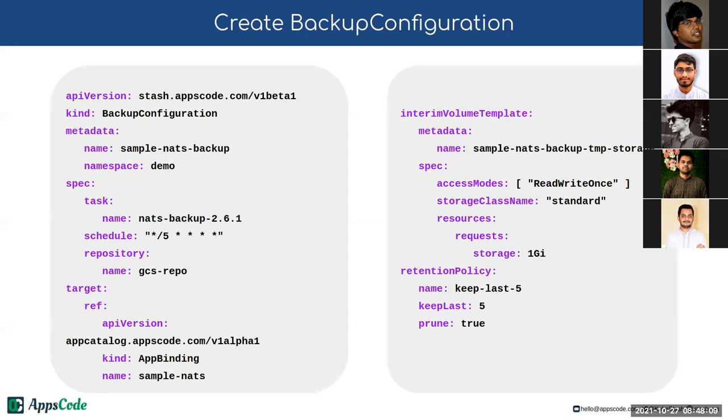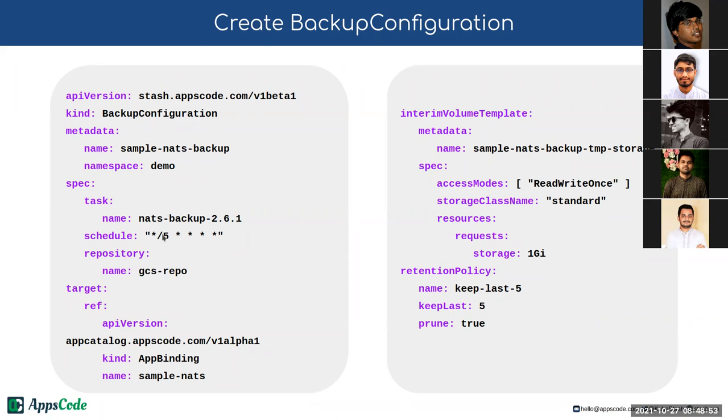Okay, now this is our backup configuration object. I have already told about it. So here we are providing the add-on name, which is NATS backup 2.6.1. And here I am providing the repository name. And in the target section, we are providing the app binding, which is sample NATS. So the target section specifies the application. And here is the interim volume template where the data will be temporarily stored. And here is the retention policy. I'm using keep last 5, which means that we will always keep the last 5 snapshots.